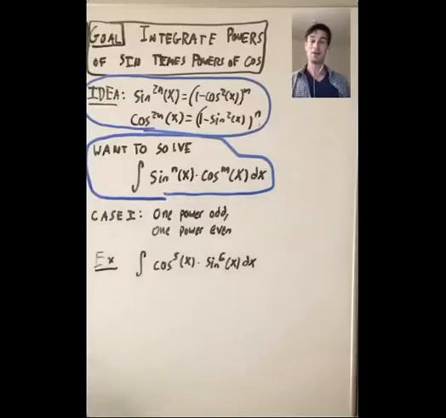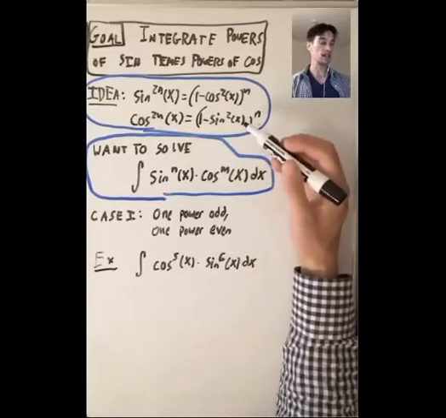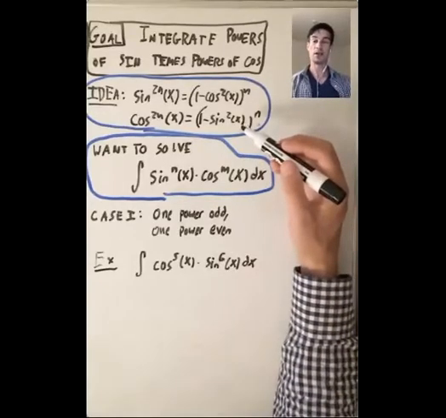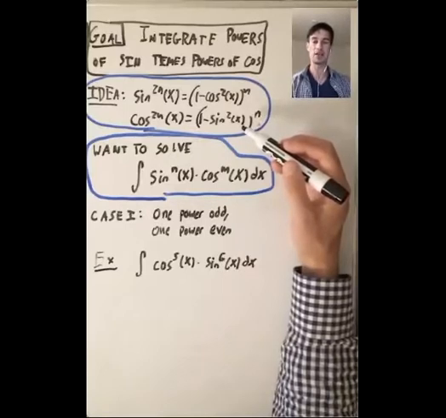In this video, we'll build on the discussion from last time to explain how to integrate lots of things of the form some power of sine times some power of cosine. Remember, the big idea in the last video was to take either one power of sine or one power of cosine and put it together with the dx in your integral, and then apply u substitution.